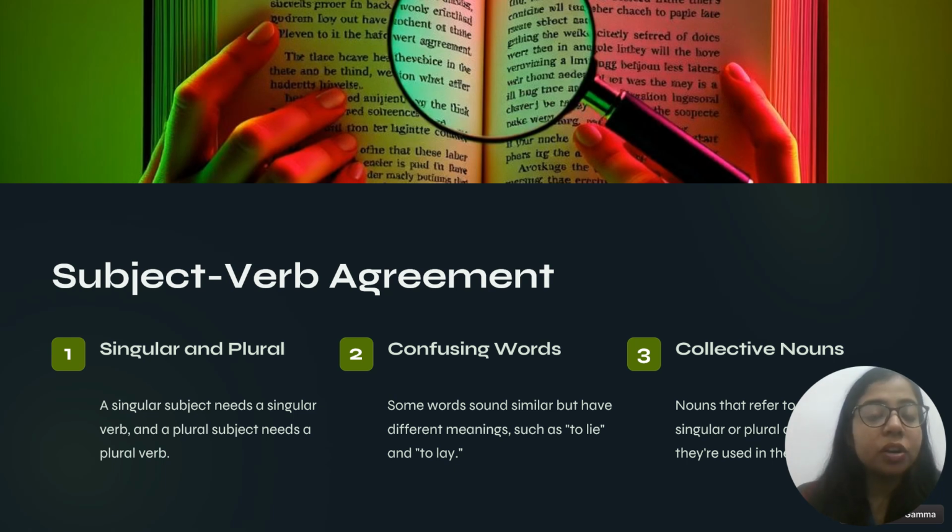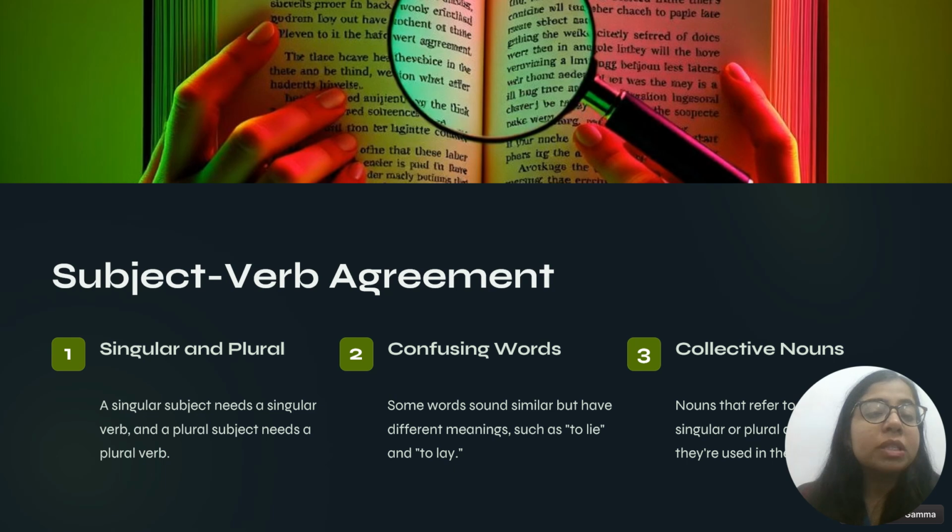First is singular and plural. So we need to know this very clearly, that a singular subject needs a singular verb and a plural subject needs a plural verb. If the subject is singular, the verb will be singular. If the subject is plural, the verb will be plural. Okay.